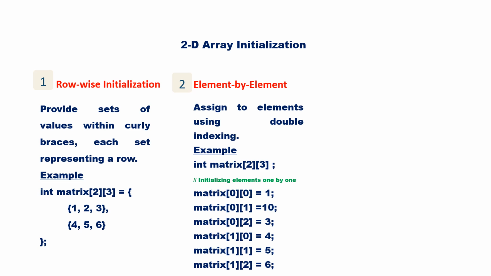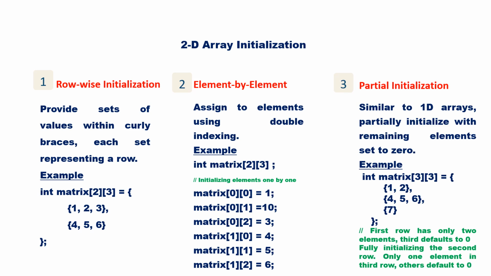Element by element initialization. This method allows you to assign values to specific elements using their indices. For example, matrix[0][1] = 10 means the element in the first row, second column is initialized to 10.